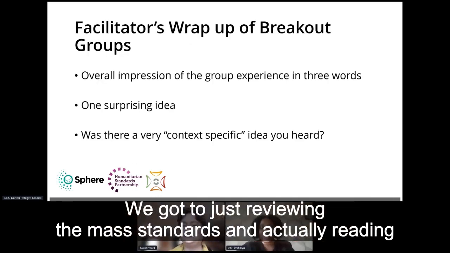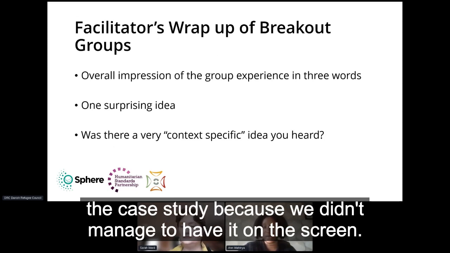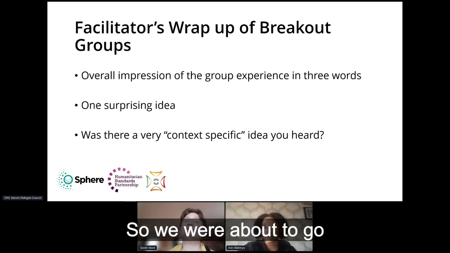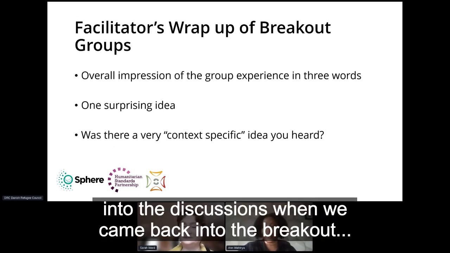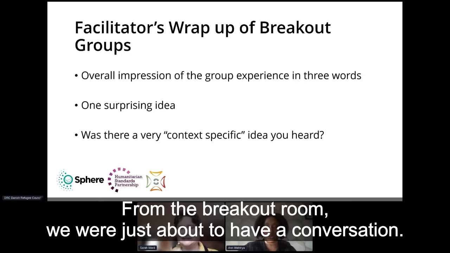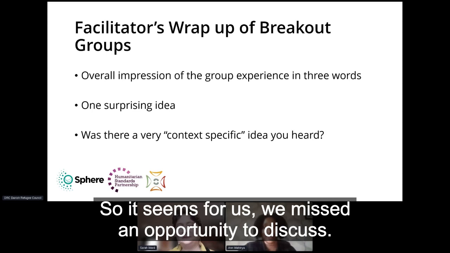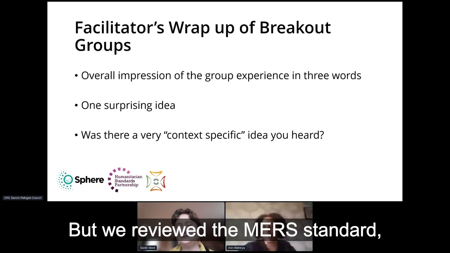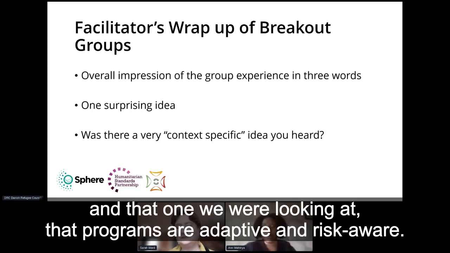We got to just reviewing the MERS standards and actually reading the case study, because we didn't manage to have it on the screen. So we were about to go into the discussions when we came back from the breakout room. We were just about to have a conversation. So it seems for us, we missed an opportunity to discuss, but we reviewed the MERS standard. And the one we were looking at was that programs are adaptive and risk aware.